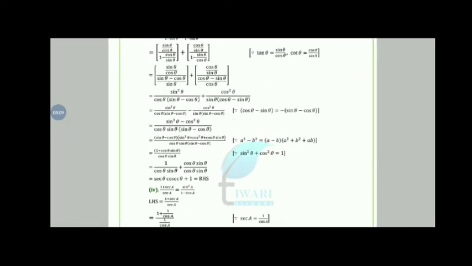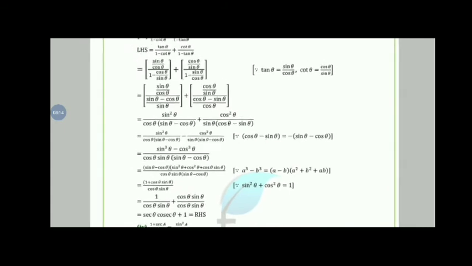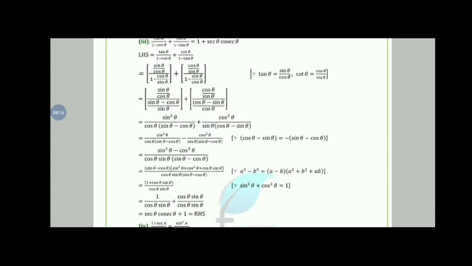Now if we move towards the next part, that is the third part. In the third part, it is given tan theta over 1 minus cot theta plus cot theta over 1 minus tan theta is equal to 1 plus sec theta into cosec theta. So we are taking the LHS, converting tan into sin over cos, and cot into cos over sin.